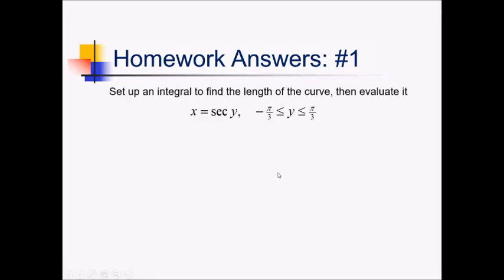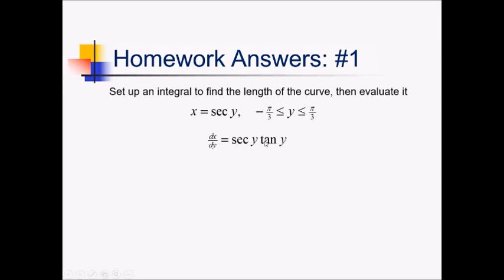For this calculator problem, I need to set up and solve an integral for the length of this curve from negative pi over 3 to pi over 3, and this is x equals something in terms of y. So let me first take my derivative here. I know I'm going to need this for the arc length formula. dx over dy, that's the derivative of secant of y. That's just going to be secant y tan of y.